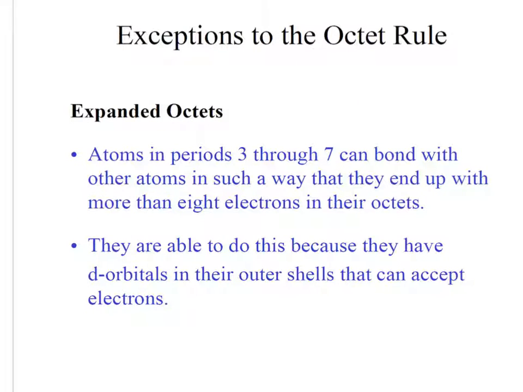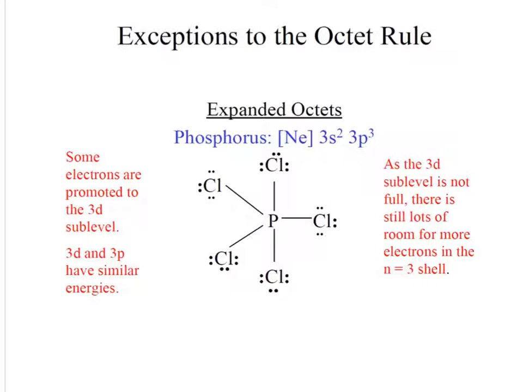Expanded octets: atoms in periods 3 through 7 can bond with other atoms in a way where they can get more than 8 electrons in their octet. And they're able to do this because their d orbitals are in their outer shells and can accept those electrons. So phosphorus can have an expanded octet because the 3d subshell is very close in energy to the 3p subshell. So phosphorus has 10 bonding electrons around it. 2 of these 10 were promoted to the 3d subshell.